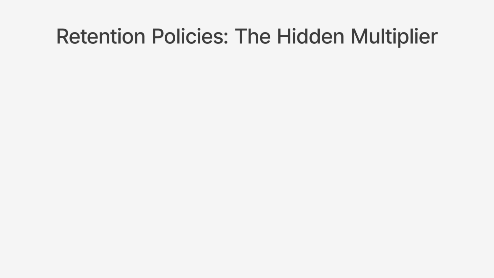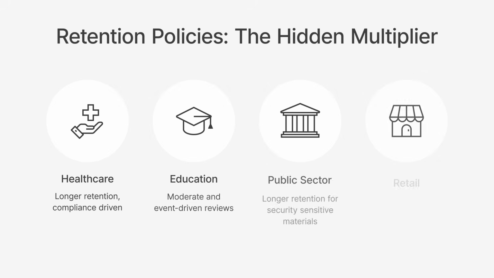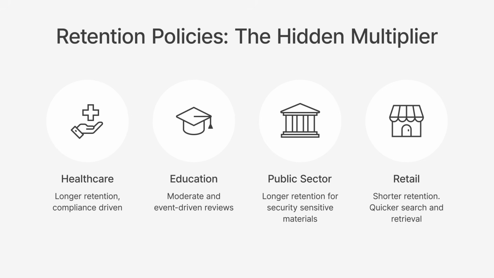Another often overlooked item that multiplies your surveillance storage requirements is the retention requirements you may need to abide by in specific industries. For example, healthcare, education, the public sector, and retail all have vastly different policies or are bound by vastly different compliance requirements, meaning that they have to retain data for longer, or they need shorter retention for quicker search and retrieval for forensic analysis, as just a quick example. So oftentimes, the retention policies or your compliance requirements can be overlooked when planning your physical security deployment.